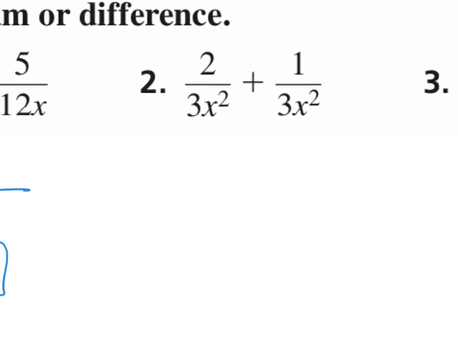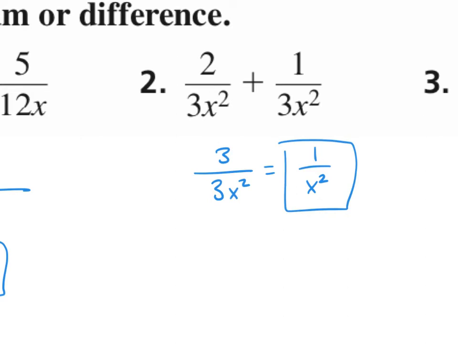All right, number 2. What's our denominator? 3x squared. And what's our numerator? 3. Can we simplify this? What does it simplify to? 1 over x squared. Awesome.